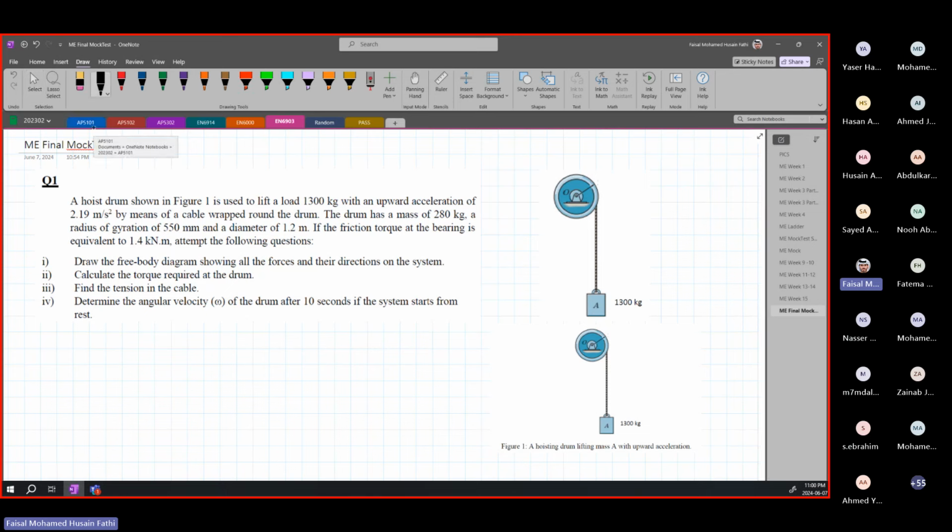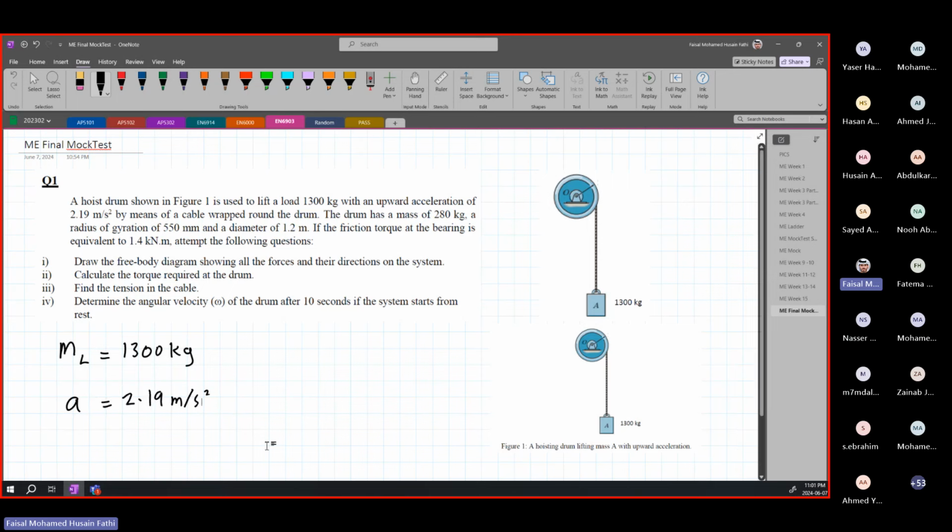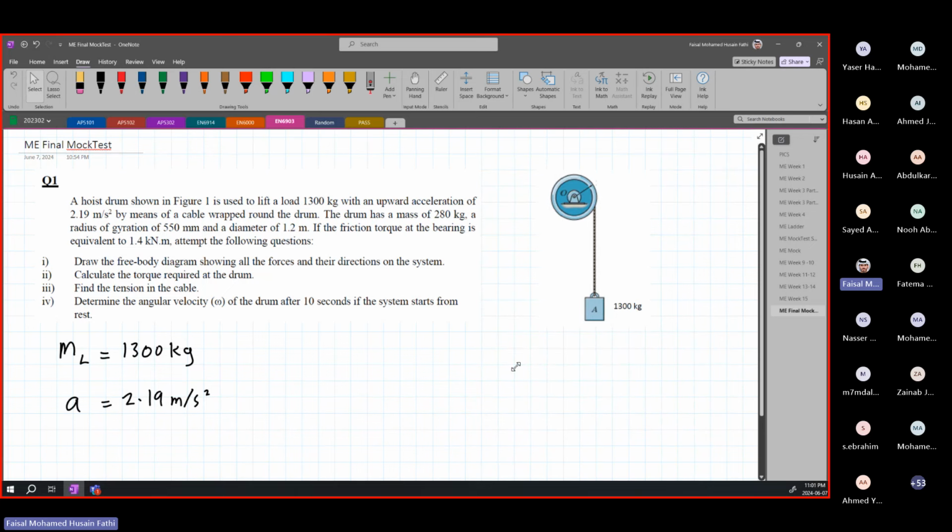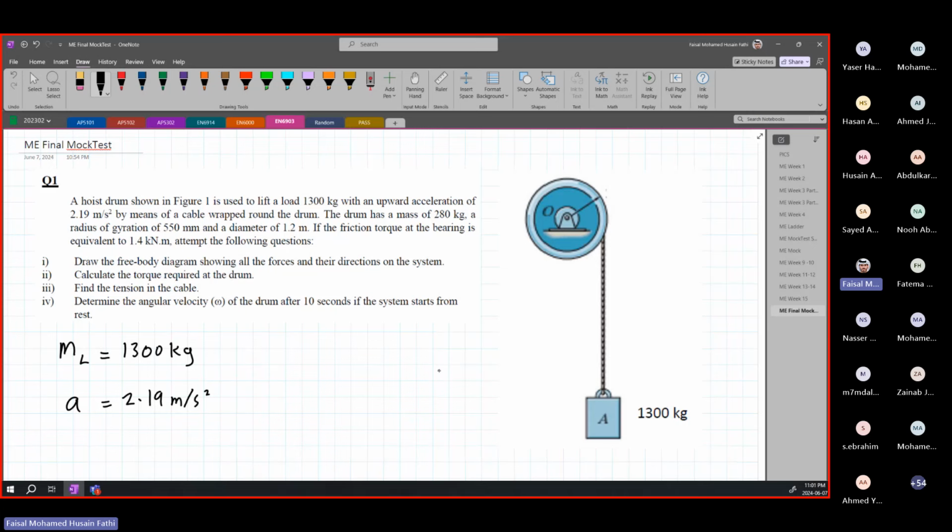So here, mass of the load is equal to 1,300 kilograms with an upward acceleration of 2.19 meters per second squared. What does this mean? This means that in this drawing over here, our acceleration is going upwards like this. As soon as you know your acceleration is going upwards at 2.19 meters per second squared, this means that your inertial force is going downwards.